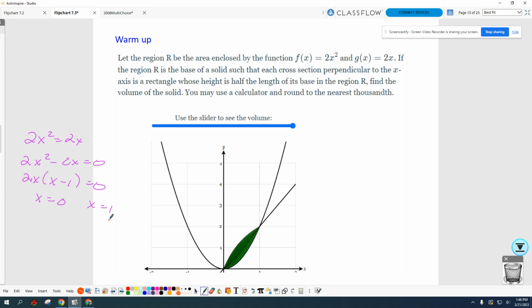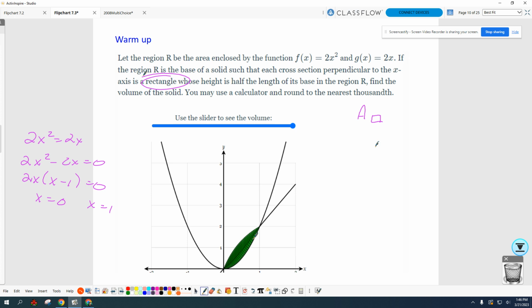What kind of shape are we finding? Rectangles. Oh my goodness, I don't know areas of rectangles. Isn't it just a triangle if it's half? It's just a triangle. Rectangles.